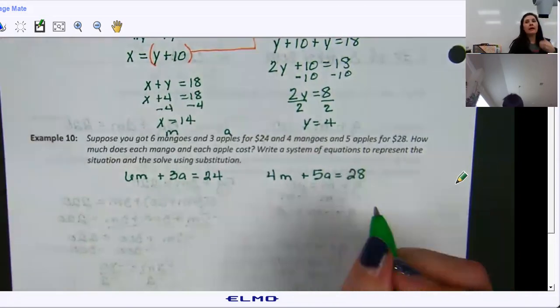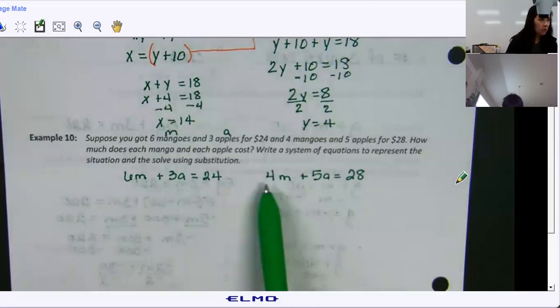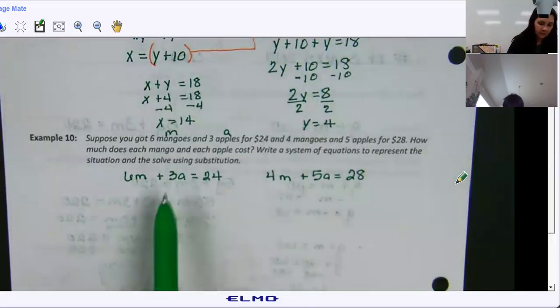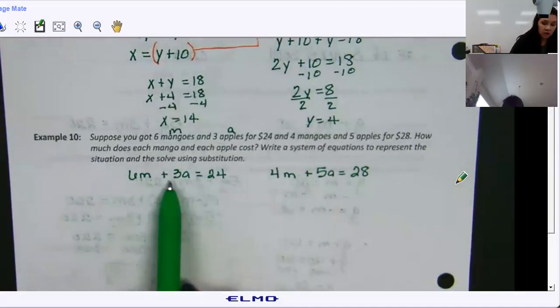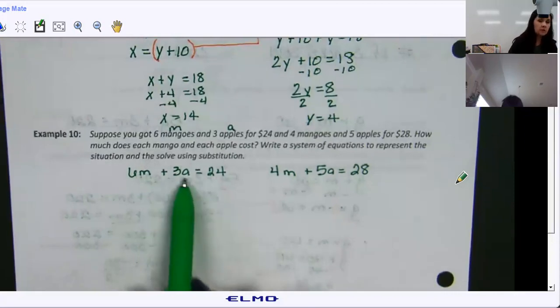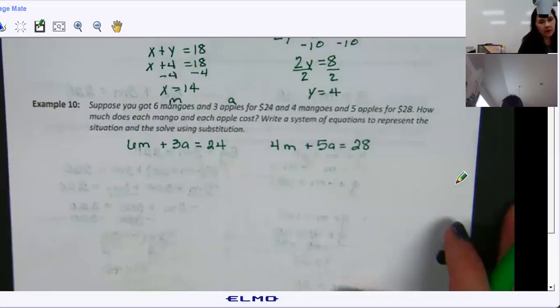Now, the way that I look at these equations and what goes through my mind when I'm trying to figure out what variable I'm going to solve for is which equation is not going to give me fractions. Well, when I look at the second equation, 5 is not divisible by 4, 4 is not divisible by 5. And so I know I'm going to end up with fractions at this point. So then I look at the first one, and I know that 6 is divisible by 3 and 24 is divisible by 3 evenly. So that means I'm going to isolate my A so that I end up with whole numbers and not fractions. So we're going to do this one together.